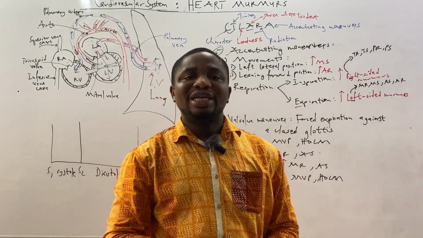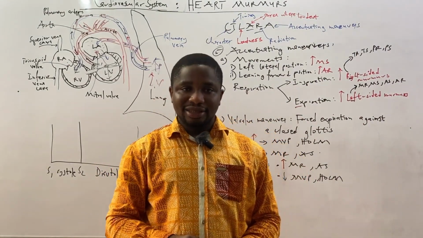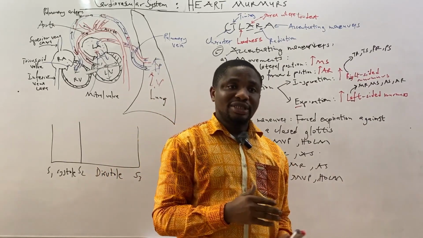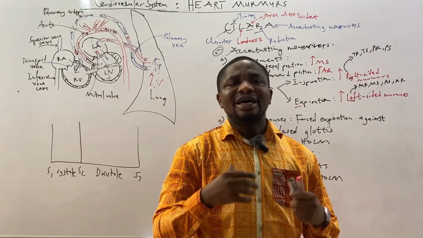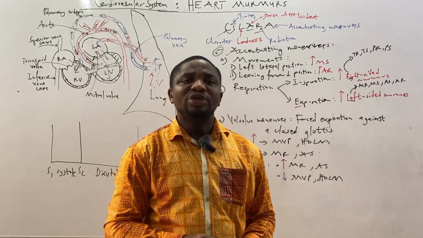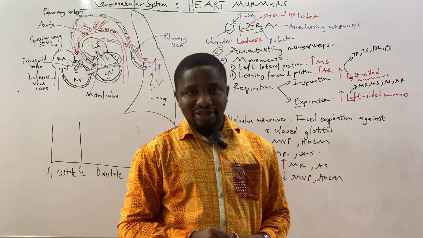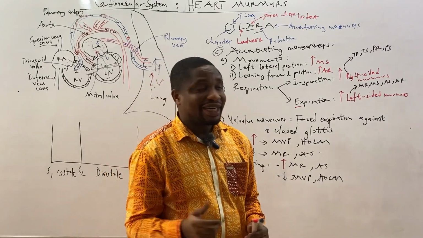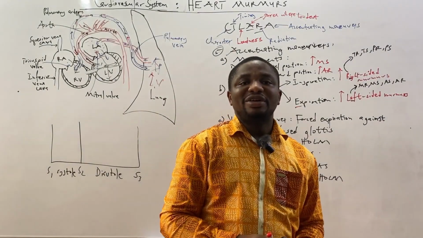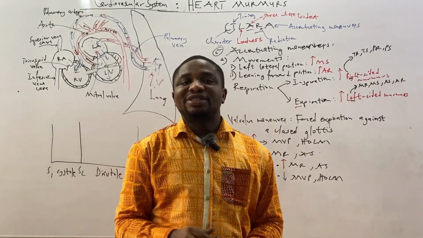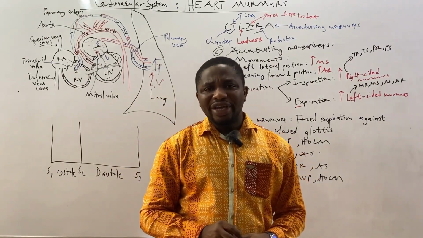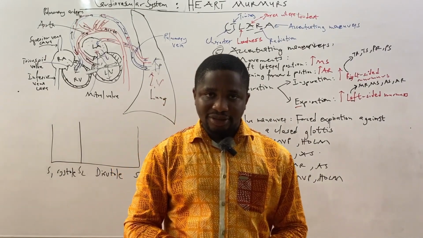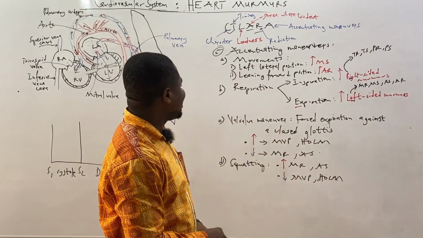increases blood flow to the left side of the heart. And if blood flow is increasing, then definitely turbulence will also increase. So left-sided murmurs are accentuated during expiration. And which murmurs are we talking about as left-sided? We are looking at the mitral regurgitation, mitral stenosis, aortic stenosis, and aortic regurgitation. Now, let's move ahead.